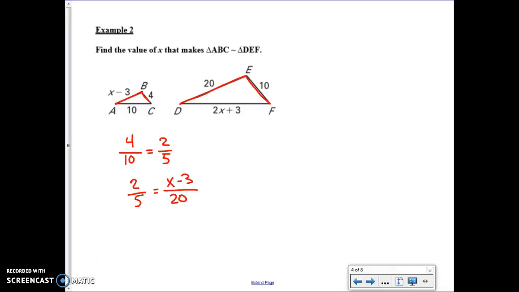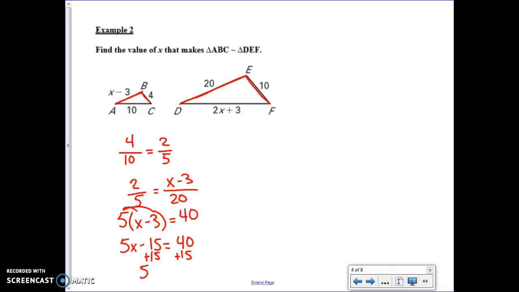So now I'm going to cross multiply. And so I have 5, and you want to really be careful because this x minus 3 is inside those invisible parentheses when it's on top of the fraction bar. And then we have 2 times 20, which is 40. So we need to distribute, so we get 5x minus 15 when we multiply it to each one of those, equals 40. So I'm going to add 15 to both sides.